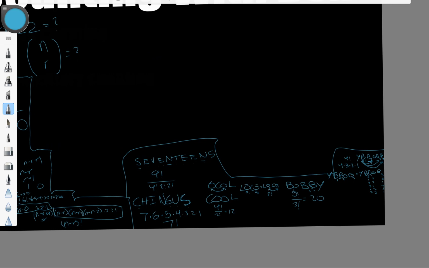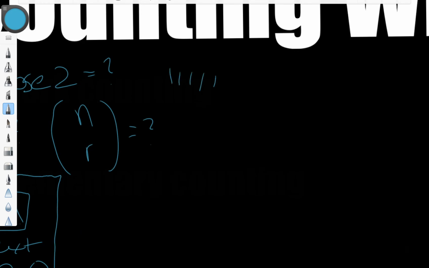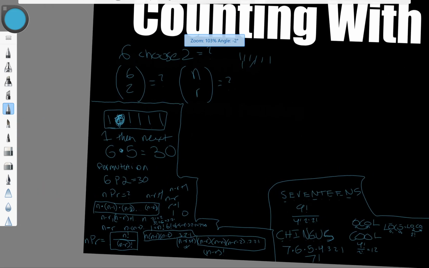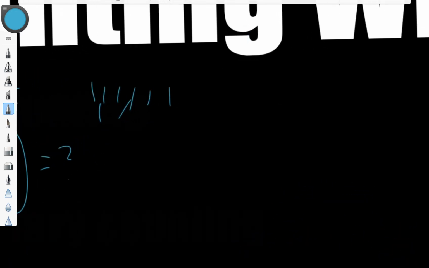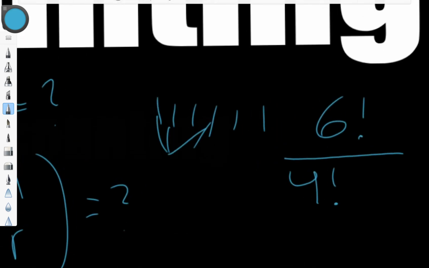It's quite long. Now, let's combine these two to do choosing, right? 1, 2, 3, 4, 5, 6 people choosing 2 at the same time. How many ways? Well, let's think. It's kind of like permutation, so let's start there. 6 choose 2: 6 factorial over 6 minus 2 factorial, which is 4 factorial. This is a permutation. This is a way to choose one guy, then the next.